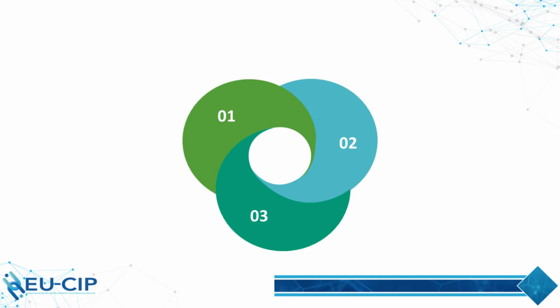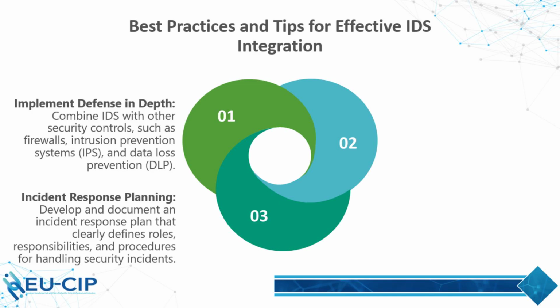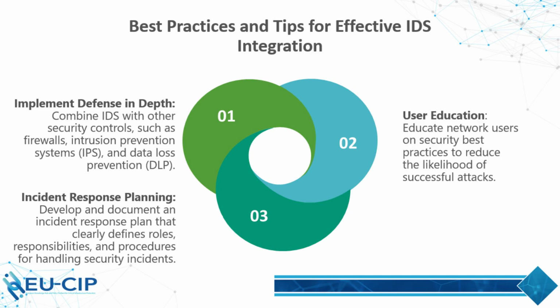Some best practices and tips for effective IDS integration include: implement defense in depth. Combine IDS with other security controls, such as firewalls, intrusion prevention systems, IPS, and data loss prevention, DLP. User education. Educate network users on security best practices to reduce the likelihood of successful attacks. Incident response planning. Develop and document an incident response plan that clearly defines roles, responsibilities, and procedures for handling security incidents.